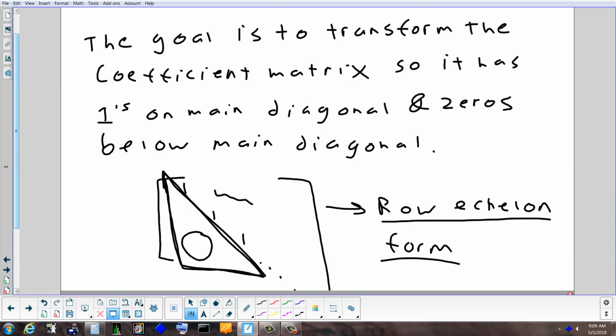So just to kind of keep the vocab straight, Gaussian elimination is the process of creating a matrix in row echelon form. And it's called Gaussian elimination because it's named after somebody with the last name Gauss, G-A-U-S-S. Questions on that?